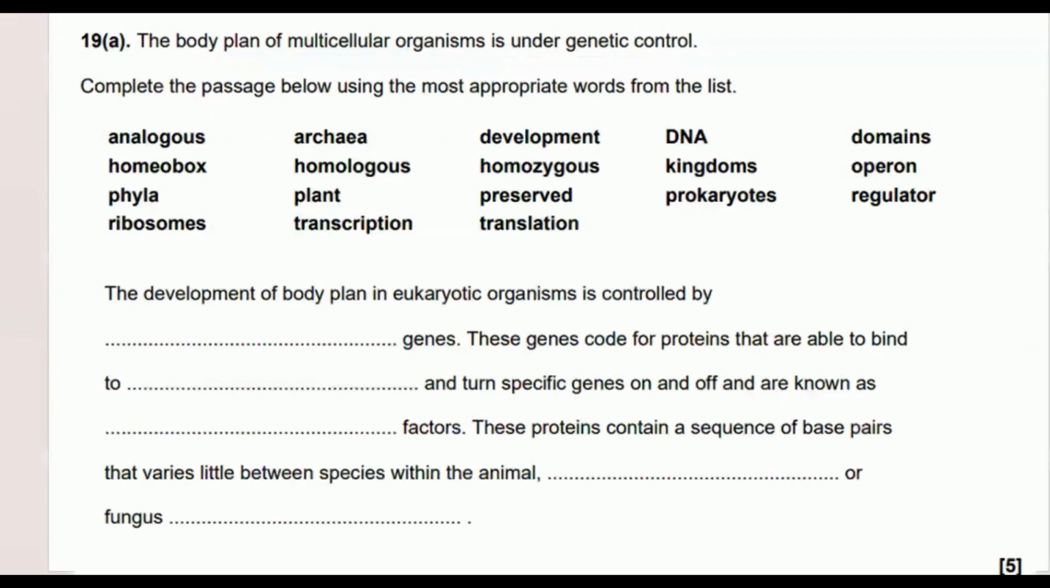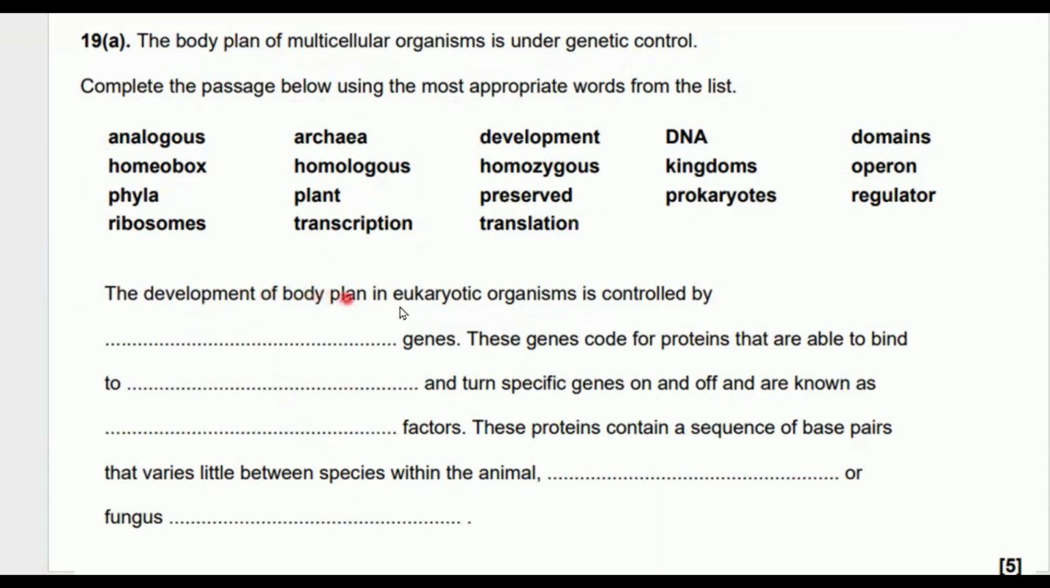We're nearly finished here. So we now have a fill in the gaps. The body plan of multicellular organisms is under genetic control. Complete the passage below using the most appropriate word from the list. So, see these words here. Try to see if you can work out which space the words go into. So the development of the body plan in eukaryotic organisms is controlled by something genes. Okay, try to fit the appropriate word. Pause the video, have a go. All right, I'm going to go through the answers.